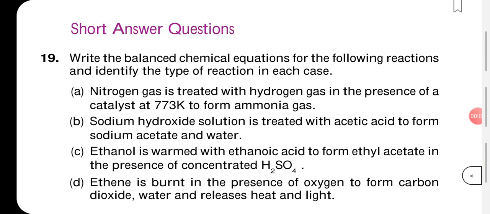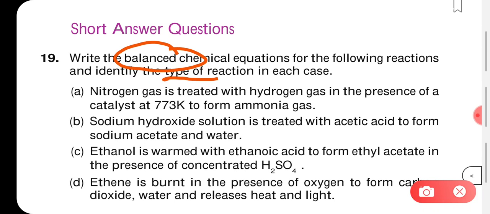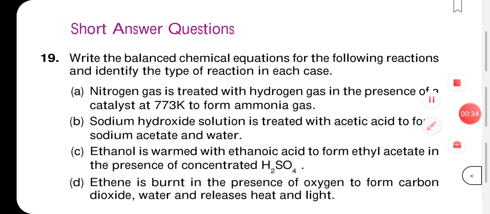Yes, children, moving on further with the rest of the questions from your exemplar book. Question number 19. In question number 19, it is asked to write a balanced chemical equation for the following reactions. Okay, and you also have to identify the type of reaction. So you have to balance the equation. After writing the reaction, you also have to find the type of reaction. Fine. So let us do these questions one by one.